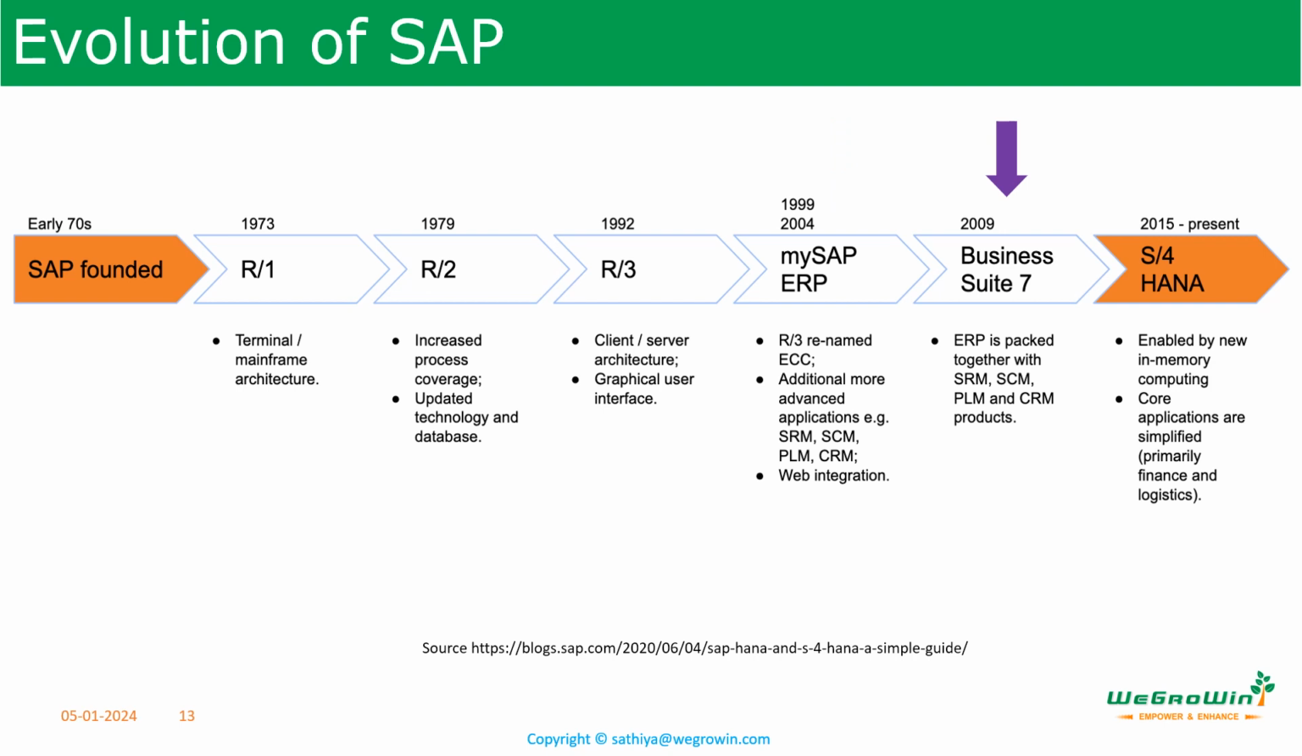During the beginning of 2000, the number of processes covered by R3 or ERP was continuously increased. In addition to that, several additional applications were launched to provide more advanced capabilities in certain areas. SAP started to package a number of these together in the late 90s under the name Business Suite. The main components of Business Suite were ERP, Enterprise Resource Planning, CRM, Customer Relationship Management, SCM, Supply Chain Management, PLM, Product Lifecycle Management, and SRM, Supplier Relationship Management.